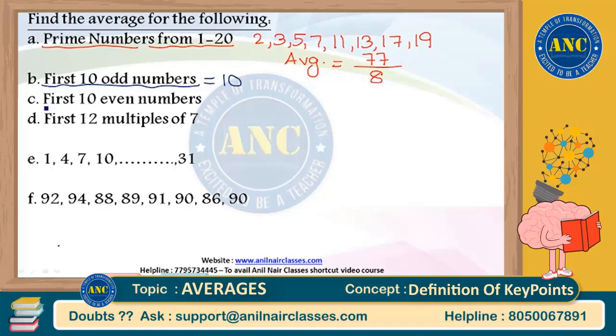Third question is the average of the first 10 even numbers. The average of the first n even numbers is n plus 1. For the first 10 even numbers, it is 10 plus 1. The answer for the third question is 11. Fourth question.